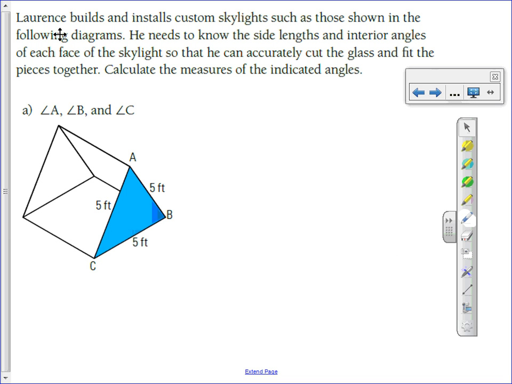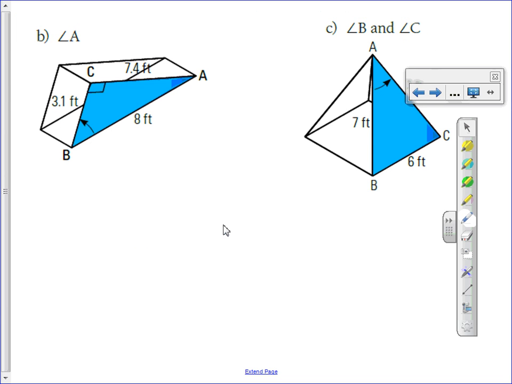We have a skylight that's shown, and this is the glass on each side, and we're supposed to figure out the measure of each angle. Well, you can see that angles A, B, and C are within a triangle where all three sides are the same. And if all three sides are the same, that means all three angles are the same. And we know inside a triangle that all the angles add up to 180. So those angles all have to be 60 degrees.